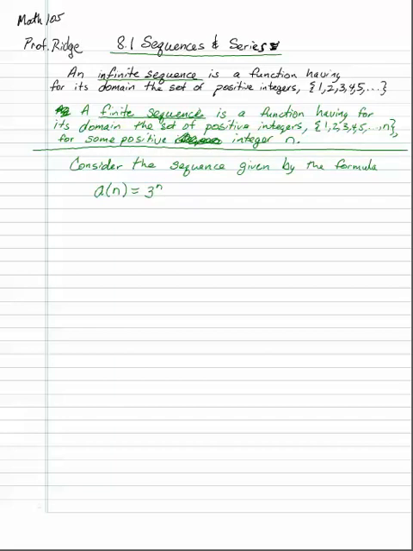Okay, let's consider the sequence given by the formula a of n equals 3 to the n. So again, this is function notation. We're restricting the domain to be just positive integers, so we can just put in 1, so 3 to the 1, which is just 3. A of 2 would be 3 squared, which is 9. A of 3 equals 3 cubed, which is 27. A of 4 is 3 to the 4th, which is 81.